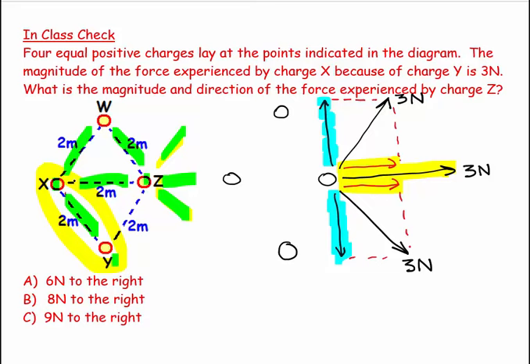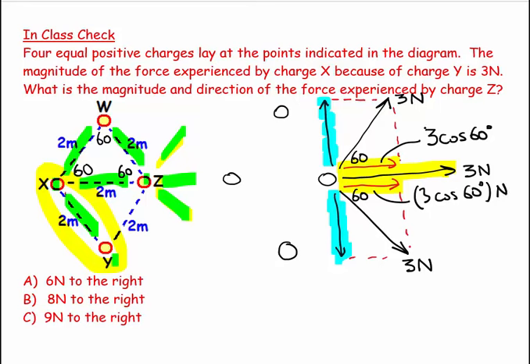And, well, this is equilateral, and all those guys are 60. So that means this is 60, and that means this is 60. So this guy, using my trig, would be 3 cosine 60 degrees. And this guy would be 3 cosine 60 degrees. Let's put newtons down so we know we're talking about forces.